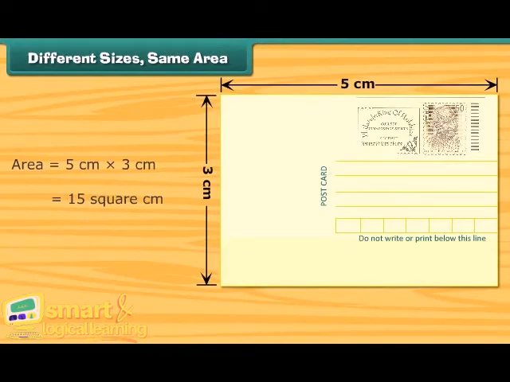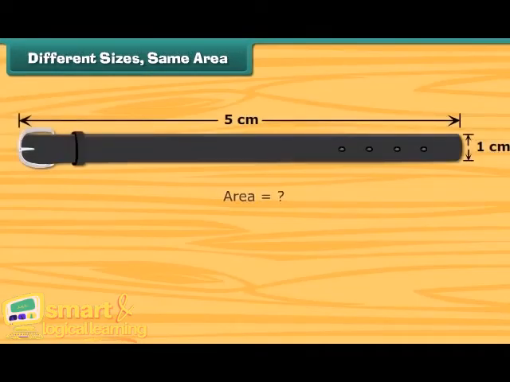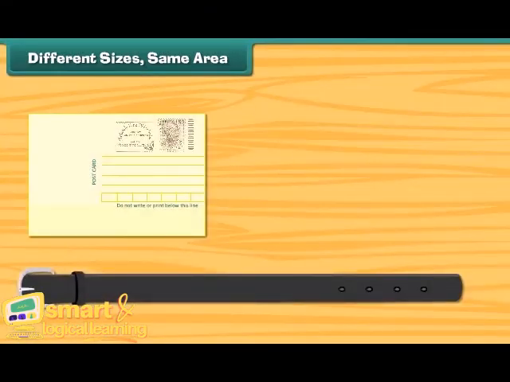Look at this postcard. Its area is equal to 15 square centimeters. What about the area of this belt? It is also 15 square centimeters. Both postcard and belt are of same area, but their sizes are different.